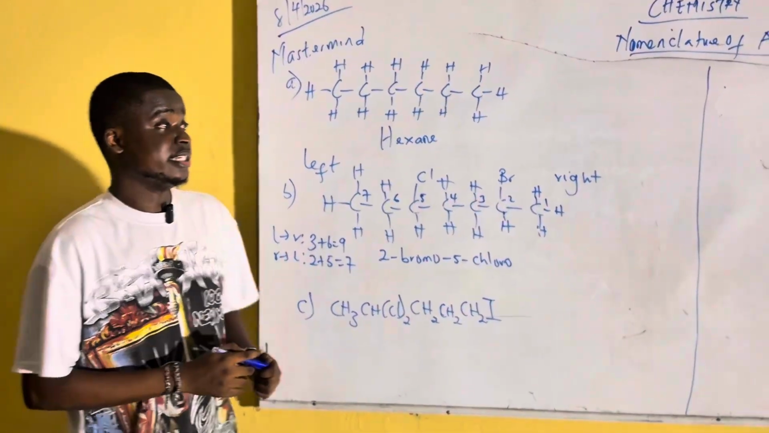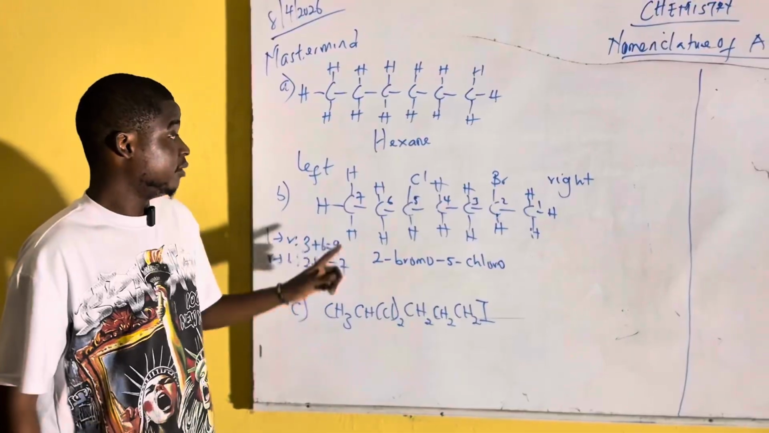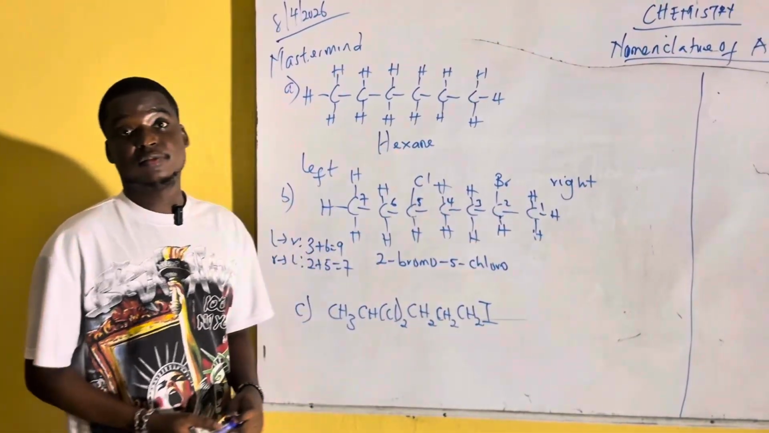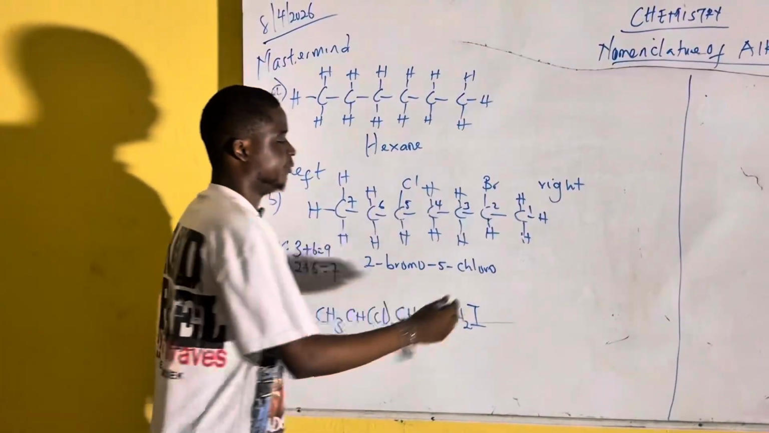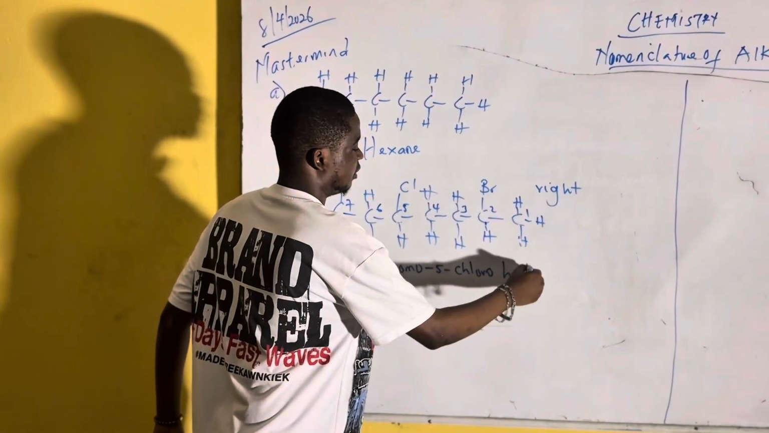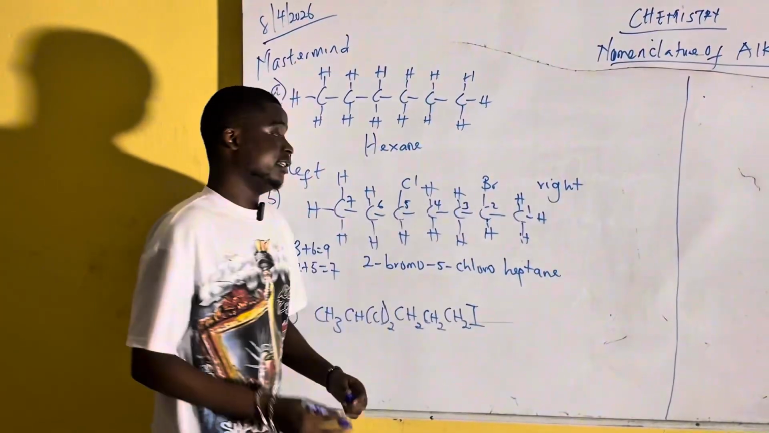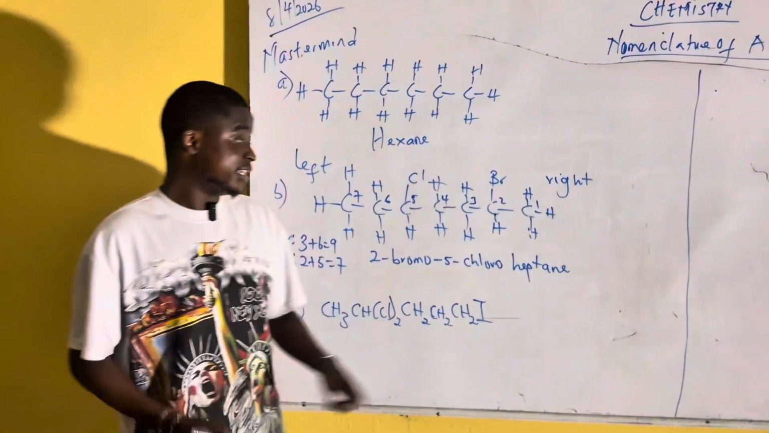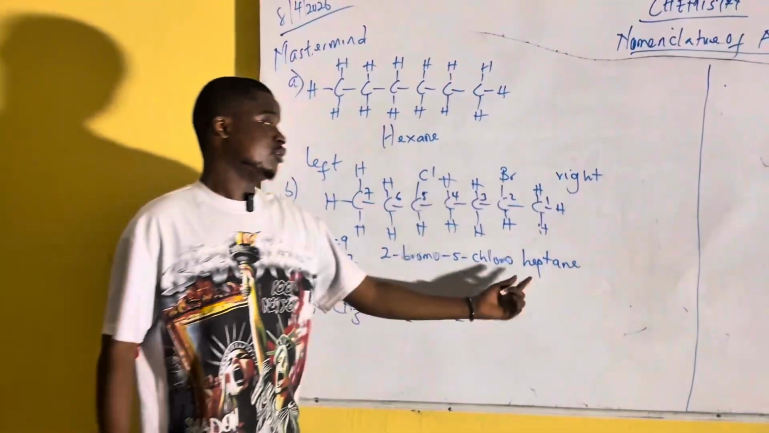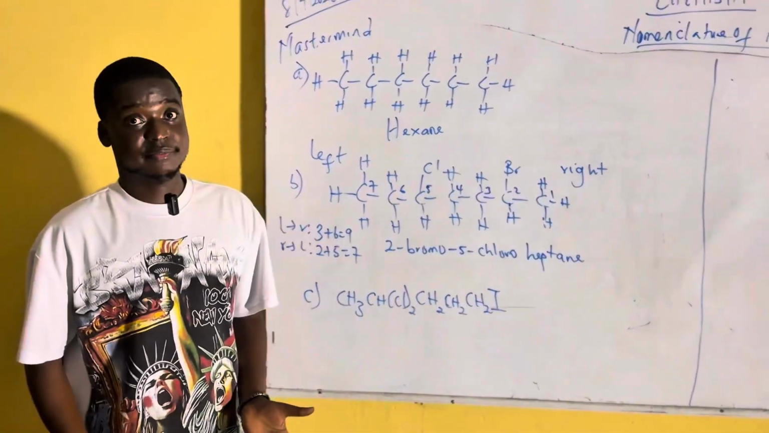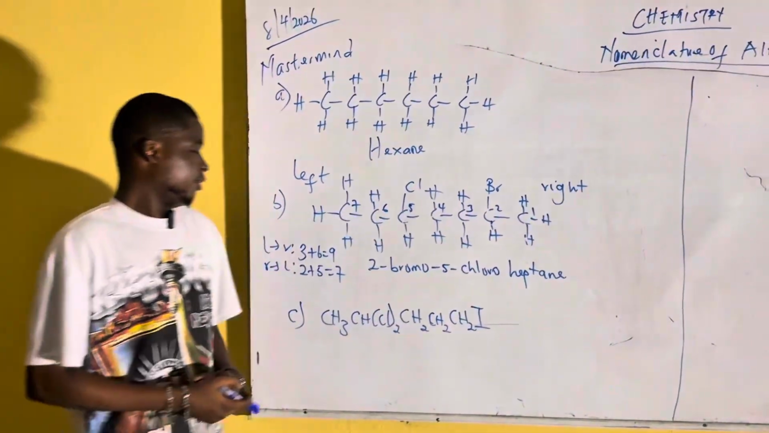Is there any other attachment again? I don't think so. And then we have 7 carbons. With 7 carbons, the parent name is what? Heptane. So 2-bromo-5-chloroheptane. Some people might decide to write the name with a capital letter, but it doesn't really matter. You can put yours as a small letter, you can put yours as a capital letter, it doesn't really matter. Alright.